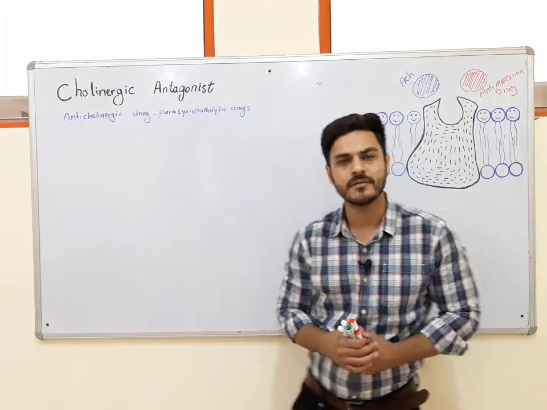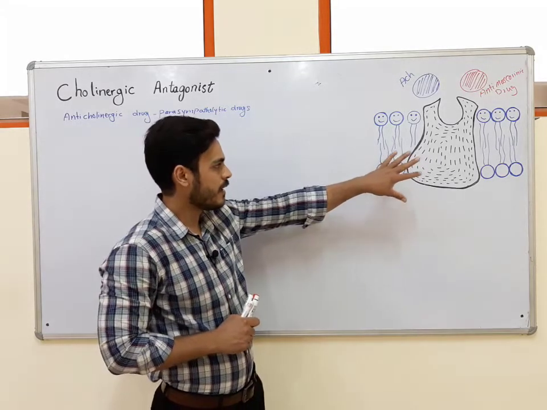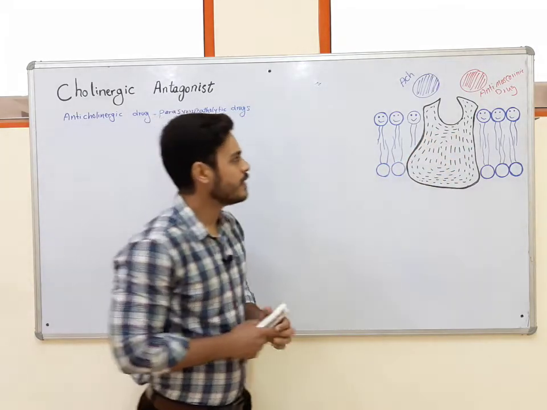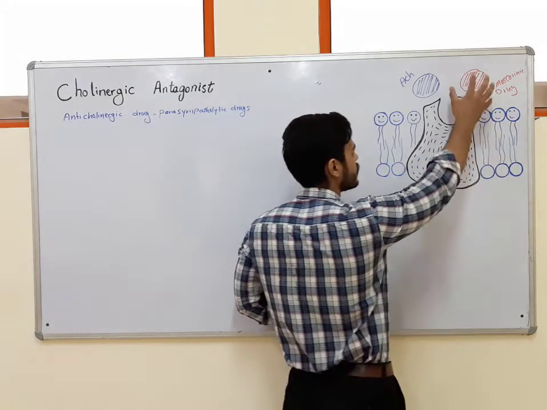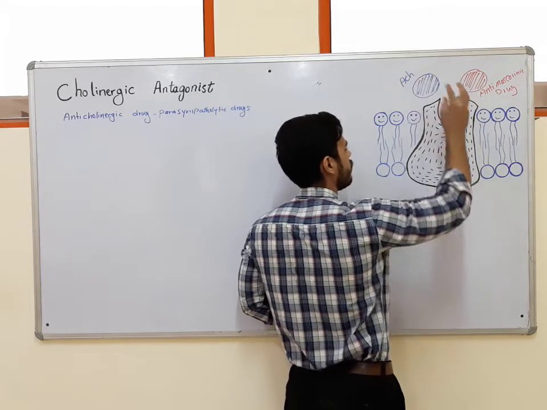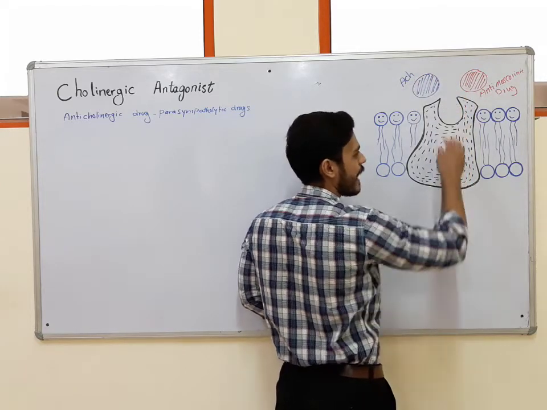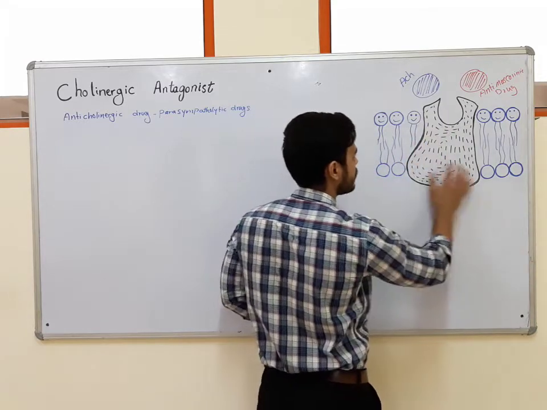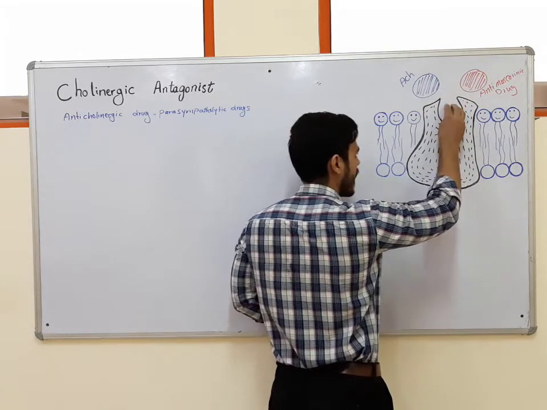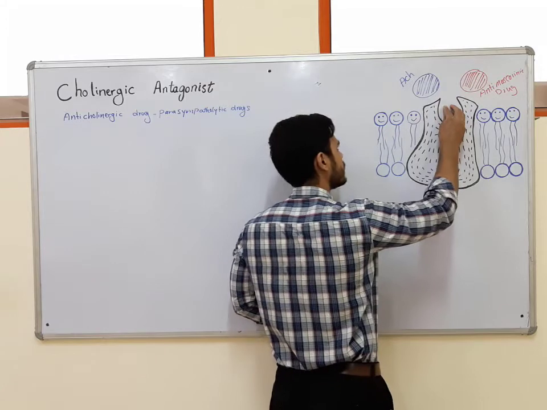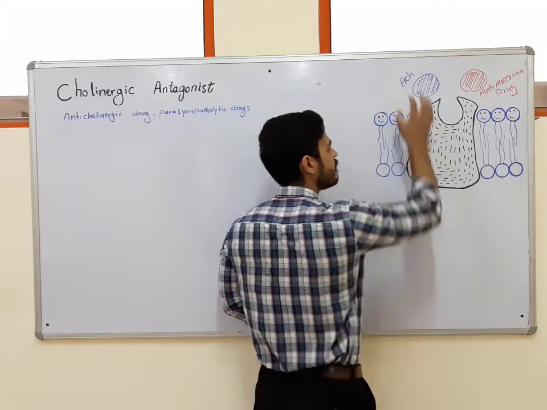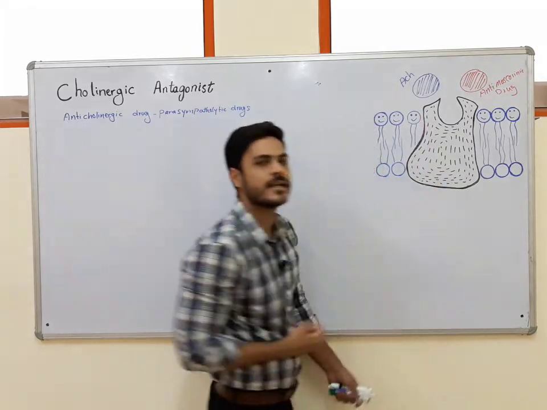The mechanism of action for these drugs is shown here. Imagine that this is a muscarinic or nicotinic receptor. When we use anticholinergic drugs, these drugs can compete with acetylcholine for binding to the active site of the muscarinic or nicotinic receptor. They occupy the acetylcholine site. By occupying the acetylcholine site, acetylcholine is not able to bind to its receptor, and the effect of acetylcholine in the cholinergic fiber will decrease.